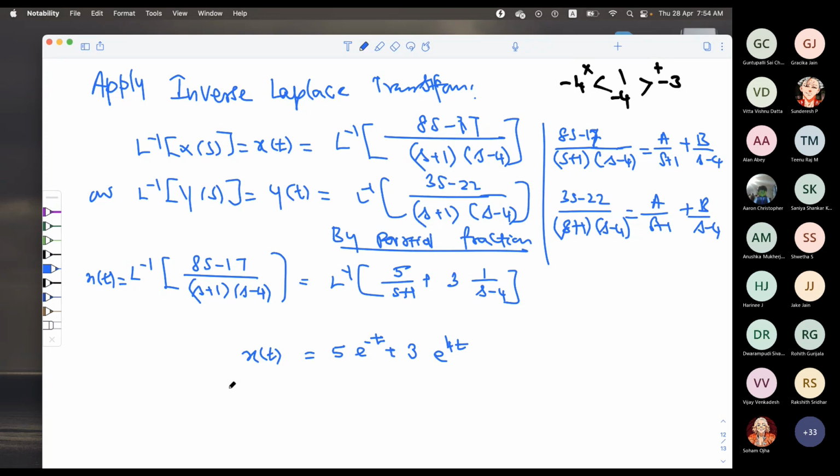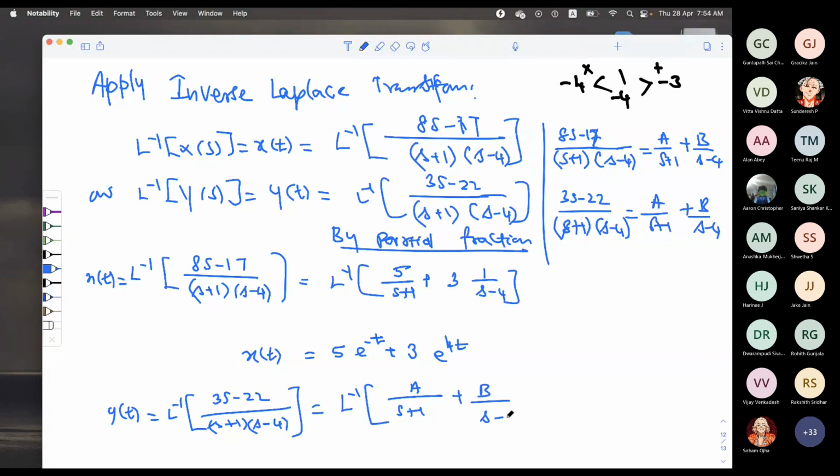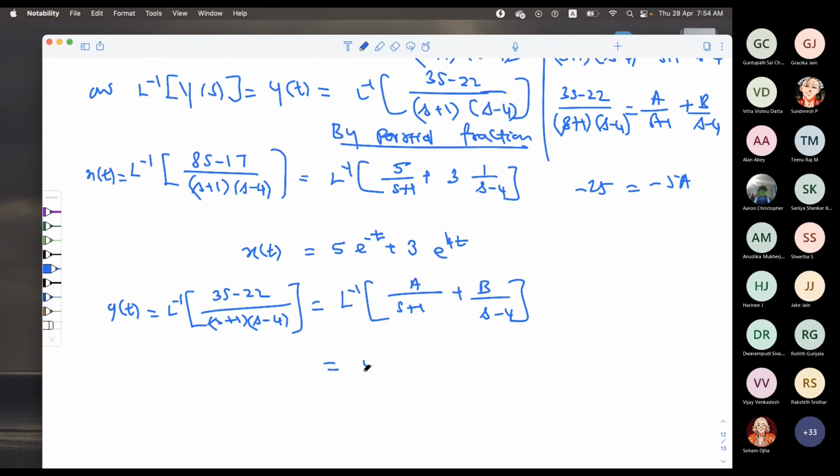Then here compute this value y of t. This is L inverse of 3s minus 22 upon s plus 1 into s minus 4. This can be written again as the same thing, L inverse of a divided by s plus 1 plus b divided by s minus 4. So here substitute s equals minus 1, then b vanishes, then it is minus 5 times a, which is minus 25, so overall a is 5. So 5 times L inverse of 1 divided by s plus 1.